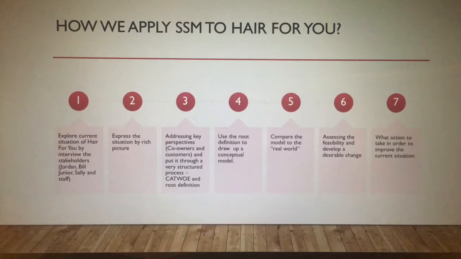In stage 3, we selected 2 key perspectives, which are co-owners and customer, and established a root definition by using keywords. Stage 4, following the root definition, a conceptual model has been built to understand the activities, but not a description of the real world. Step 5, because of that, we compare the conceptual model and the reality to identify the distinction. Step 6, the distinction helps us to explore if the changes are desirable and feasible. After all the stages, we propose to help for you how they can make changes to improve the situation.